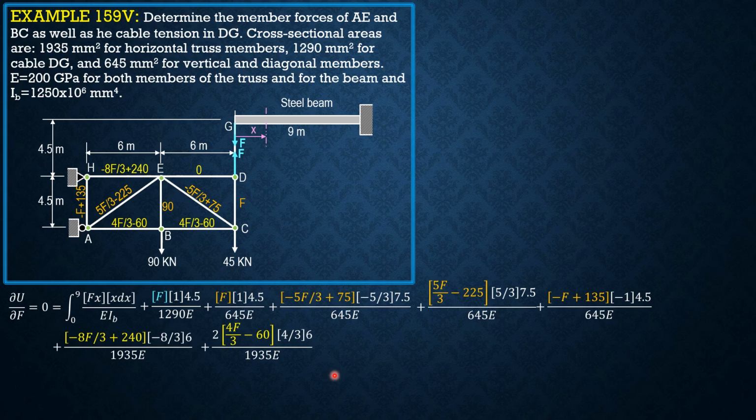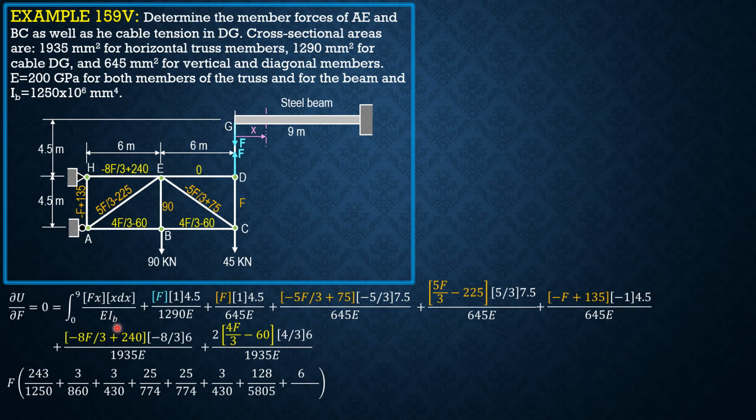So simplifying, this one is F times 243 over, so E is cancelled, common. So what is left is the moment of inertia of the beam. And these values here are already multiplied by 1000 to the fourth for this term, divided by moment of inertia of the beam. So this is the simplified form, 243F over 1250.